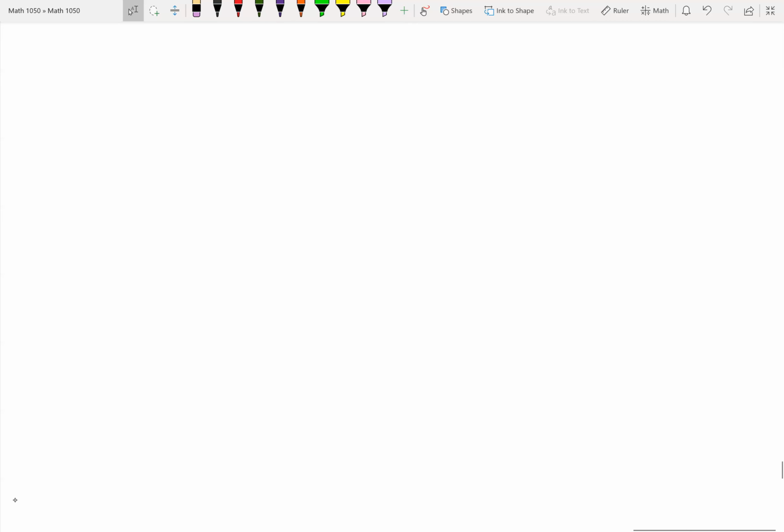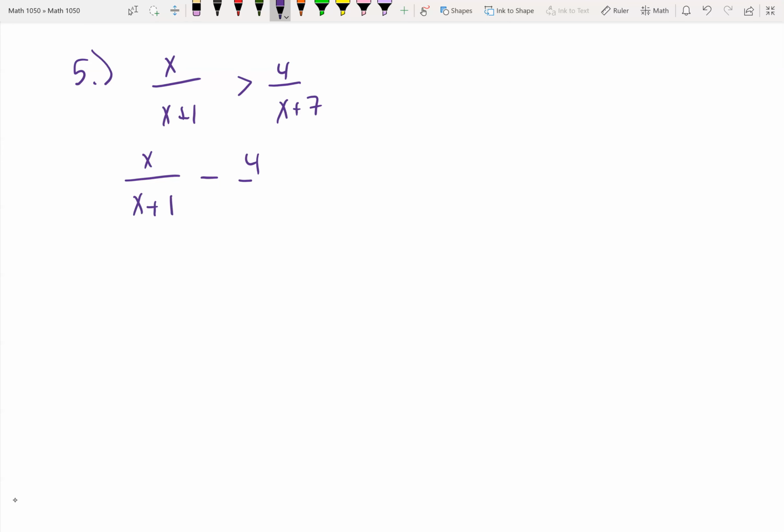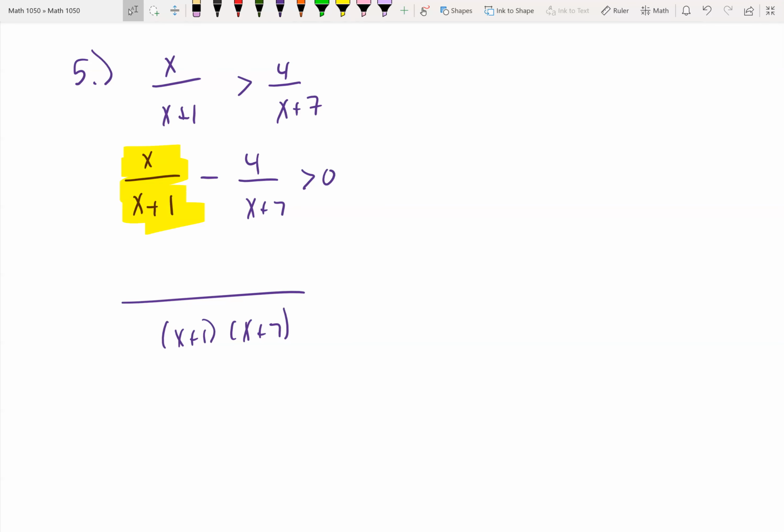Okay? Number 5. Number 5 is a critical numbers type 2. The reason it's a critical numbers type 2 is because you have fractions with x on the bottom and an inequality. So step number 1, get a 0 on the right hand side. So you're going to pull that over. Step number 2, get a common denominator. This guy right here has the x plus 1. He's missing the x plus 7.